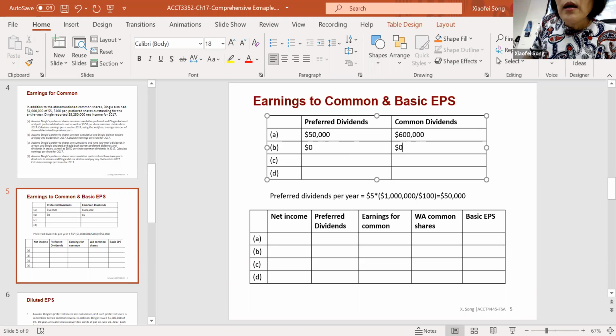And then assume Dingo preferred shares are cumulative and have 2-year dividends in arrears, and Dingo declared and paid both current and preferred dividend, the current and dividends in arrears, as well as 50 cents for the common. So the preferred share will get 2 years dividend in arrears plus current, so that's 3 annual dividends. Yes, so the 150,000, and the common will get its 600,000.